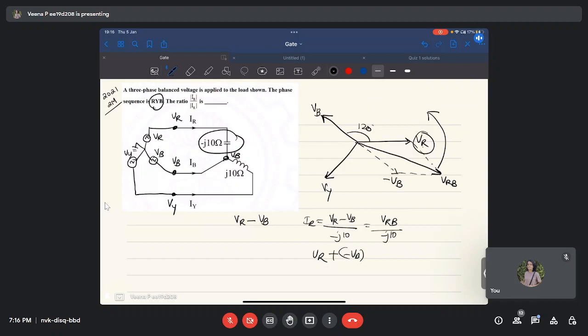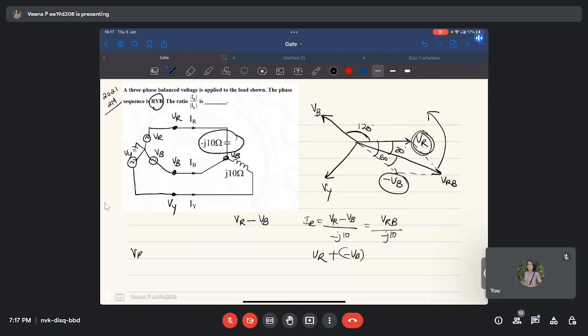Now since the magnitudes of all these vectors are equal, and this is 120 degrees, the angle between VR and minus VB will be 60 degrees. Also the magnitudes of VR and minus VB are the same. So their sum, VRB, will be displaced from VR as well as minus VB by the same angle. So this angle and this angle are the same, which is nothing but 30 degrees.